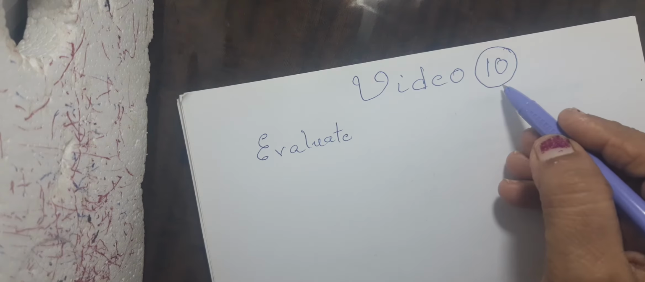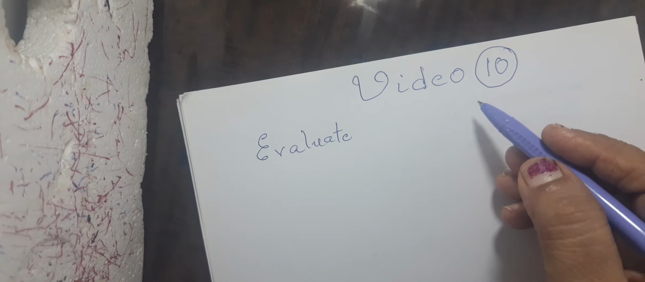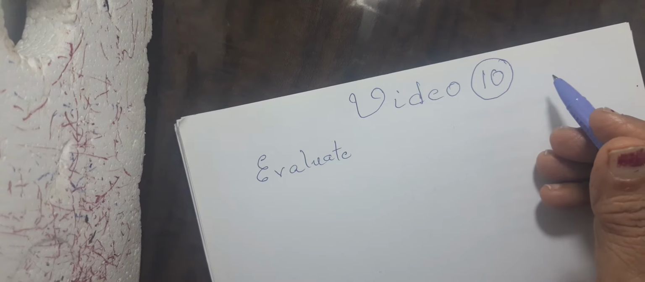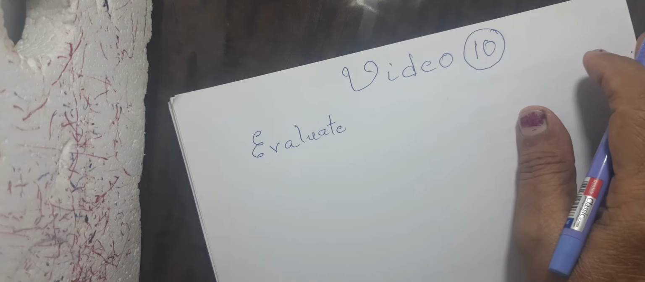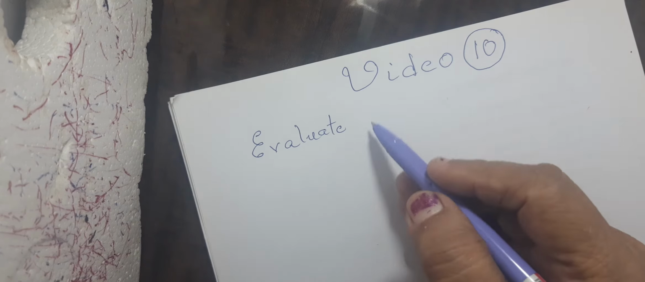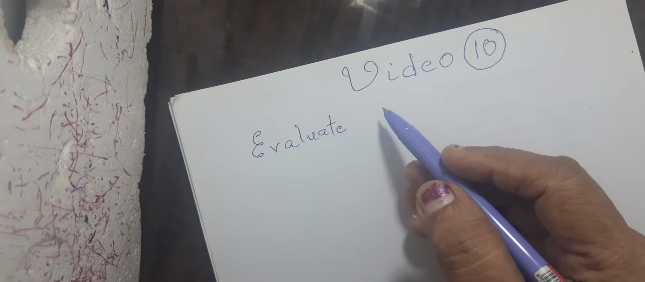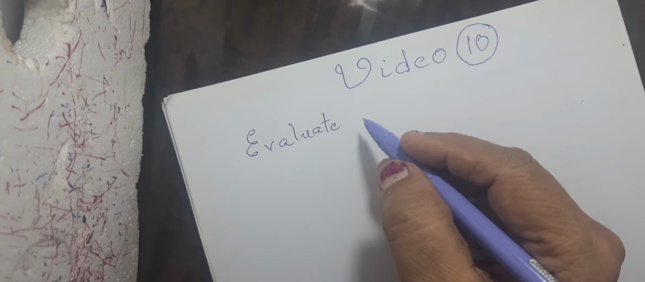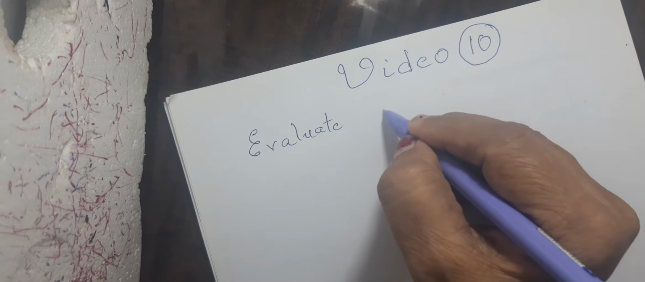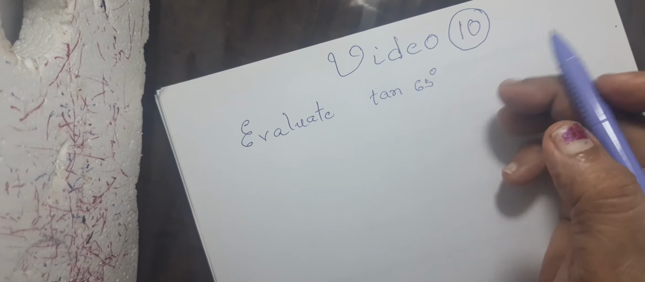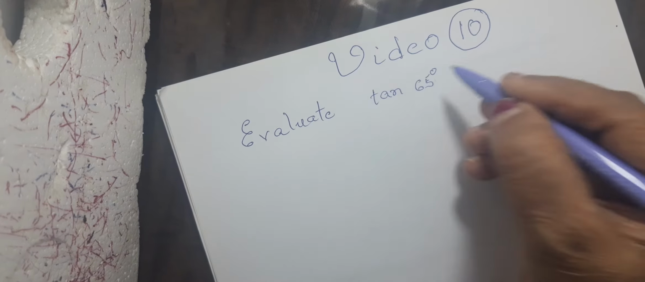Children, this is video 10. In video 9 we did the concept of trigonometric ratios of complementary angles, and now we are going to do some problems on it. In your textbook there are some example problems. Evaluate. See how I am going to do this. We are going to use just what you have learnt in the last video, in video 9.